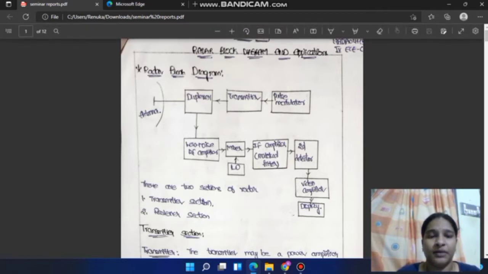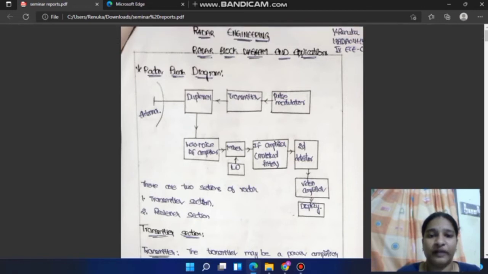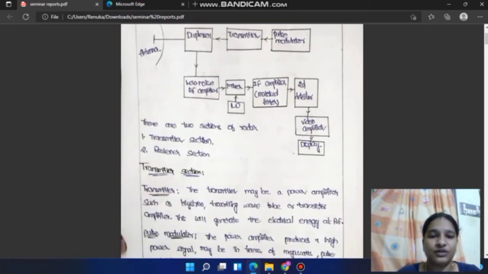About radar block diagram and its applications from subject radar engineering. The radar block diagram consists of elements like pulse modulator, transmitter, duplexer, antenna, and a low noise radio frequency amplifier, mixer, local oscillator, IF amplifier, second detector, video amplifier, and finally a display. There are two sections of the radar block diagram. First one is the transmitter section and second one is the receiver section.